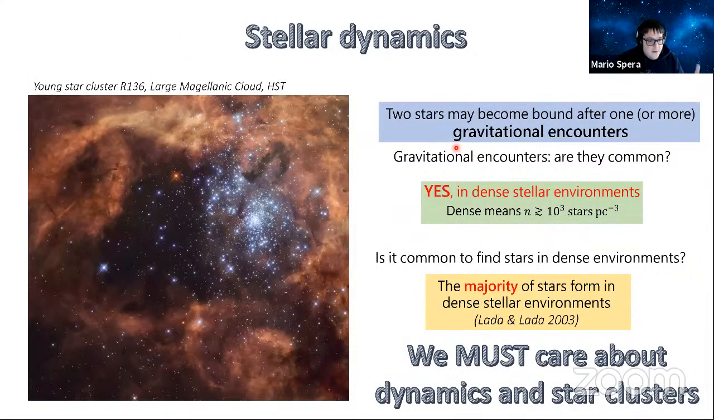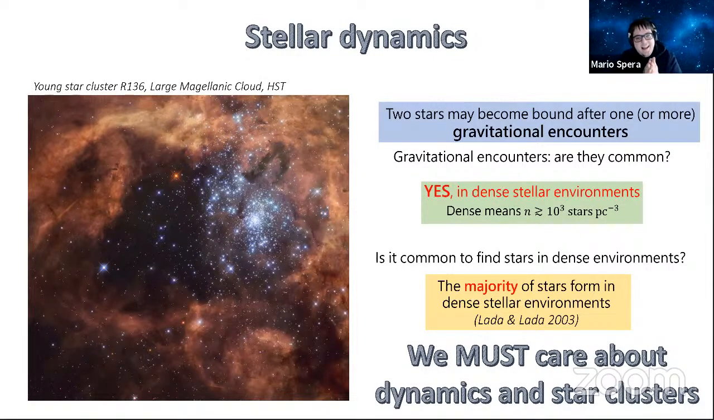Two stars or two compact objects do not need to be bound since the beginning of their life to become loud gravitational wave sources. Two black holes, for example, might become bound after one or more gravitational encounters. And we know that these encounters are quite common in star clusters, in dense stellar environments. It's quite common to find stars in star clusters because stars actually form in dense environments, in aggregates, and not just isolated.